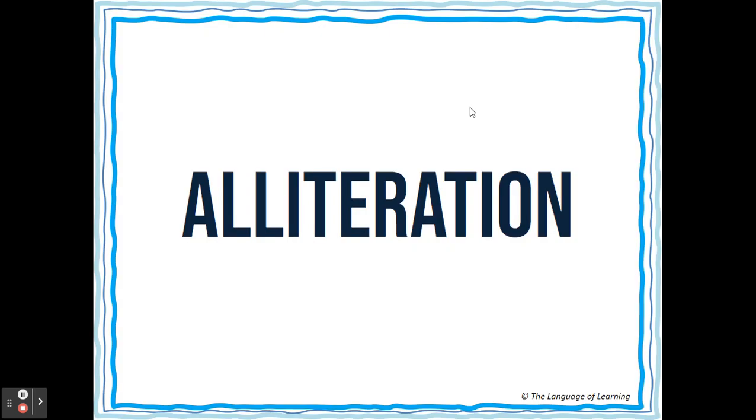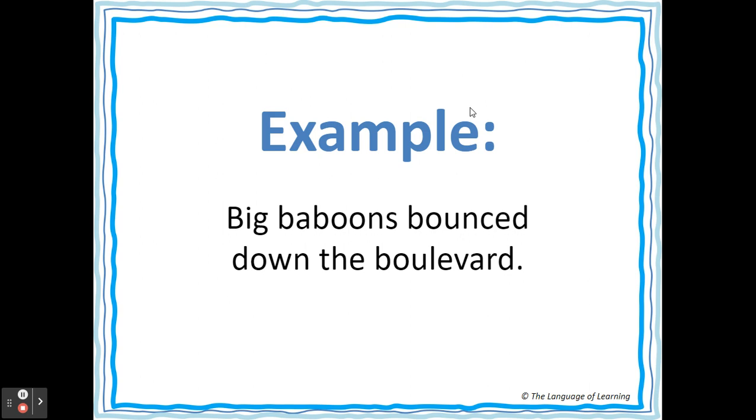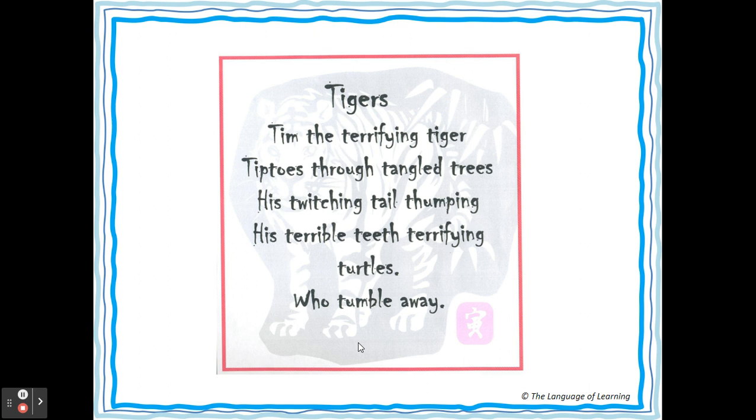All right. Next up is alliteration. Alliteration is repeated sounds at the beginning of words. So big baboons bounce down the boulevard. Notice you have B, B, B, B. So when you have that repetition of that same letter, then those are examples of alliteration. Here's another one called tigers. Go ahead and pause the video and watch this one or read this one.